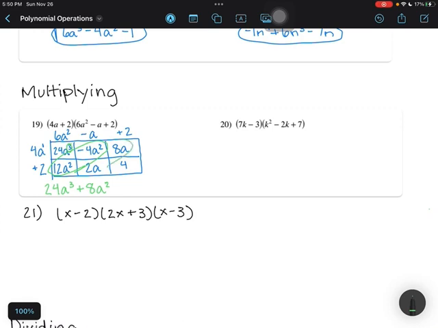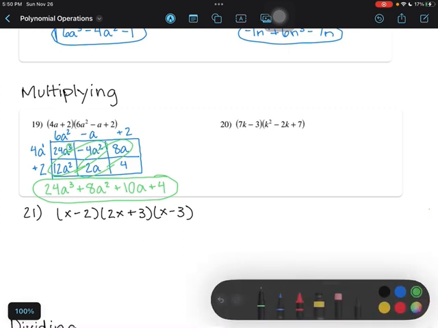And then here, I have 2 a terms, an 8a and a 2a. So that's 10a, and then plus 4. And there we go. I don't have any other like terms to combine, so that's how I know that my problem is done.